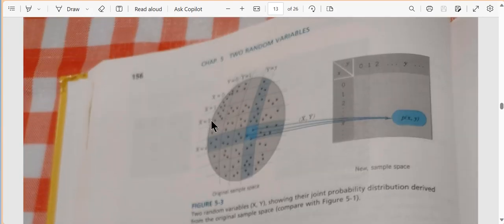And here, what we're saying is the probability that x equals 2 is the sum of all of these. So here's x equals 2. If you want just the probability of x equals 2, you take the sum of this, and this, and this, and this, and this, and this, and this.